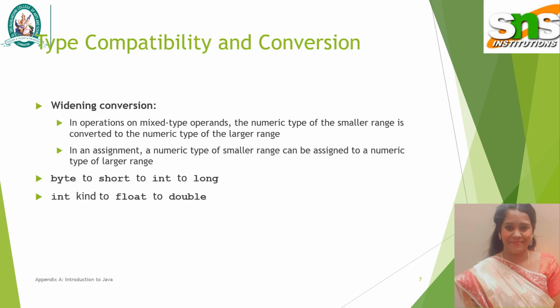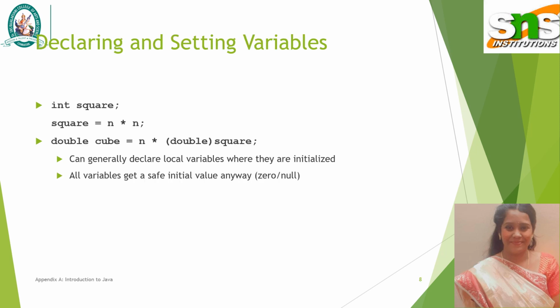Then we go for type compatibility and conversion in Java, that is the widening conversion in operations used for a mixed range of operands, where a numeric type of smaller range is converted into a numeric type of larger range. In an assignment, a numeric type of smaller range can be assigned to a numeric type of larger range, such as byte to short, int to long, and float to double.